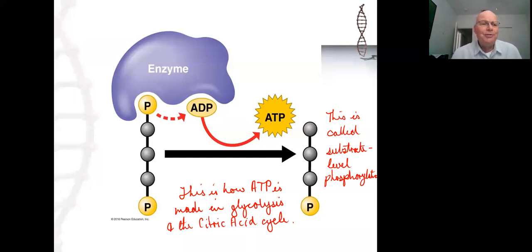Phosphorylation simply refers to the addition of a phosphate group. Anytime you add a phosphate group to something, that's called phosphorylation. So this is substrate level phosphorylation, and this is how the ATP is being made in both glycolysis and in the citric acid cycle, which also produces a small amount of ATP.